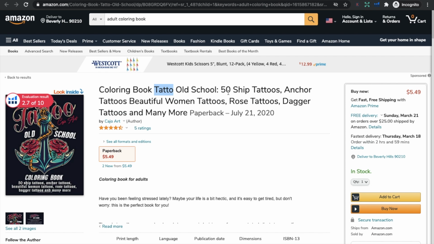And I'm guessing they're using these because people might search for this sort of thing on Amazon. So ship tattoos, anchor tattoos, women's tattoos, rose tattoos, but still it just looks too keyword spammy, and it's what they've got on their book, but I don't think they even needed to put that on their book. They could have just put however many, 50 beautiful tattoos or something like that. I mean, this isn't a review of the book, but in my opinion, it's just a little bit spammy with keywords.